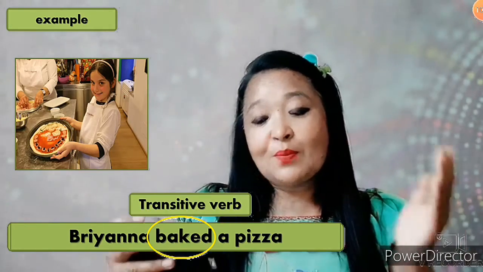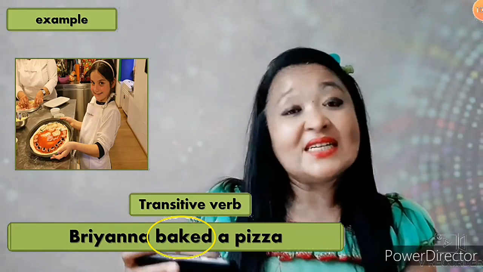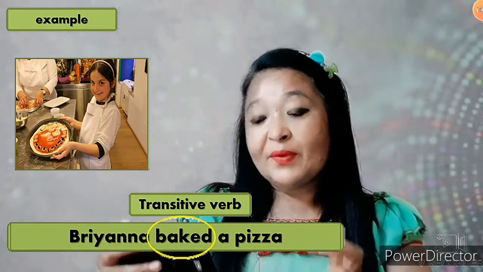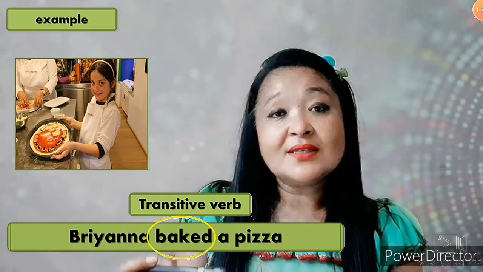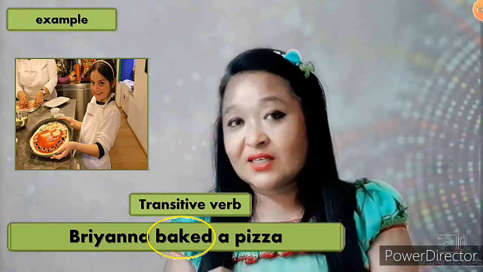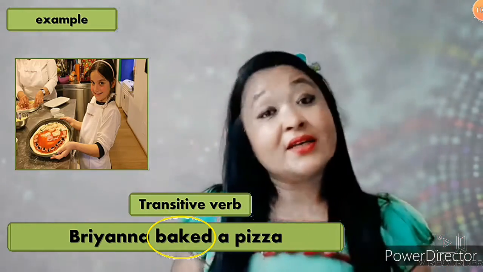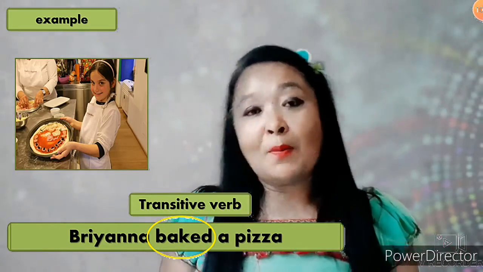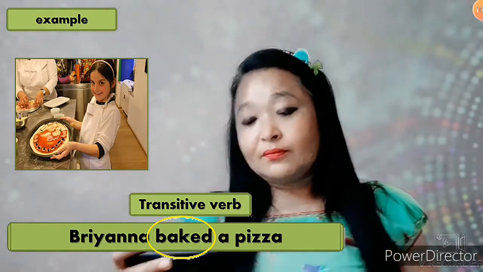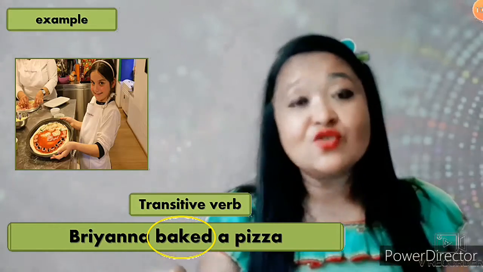Okay, so when I say Brianna baked a pizza, the word baked is a transitive verb. Why? Because here the verb is transferring the action from the subject to the object. Understood? So a transitive verb is a verb that requires what? An object to complete its meaning. Okay. Right.